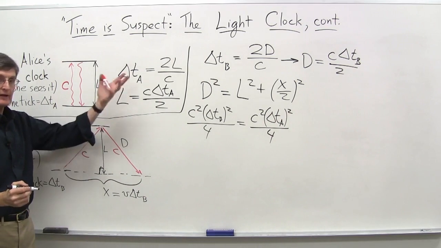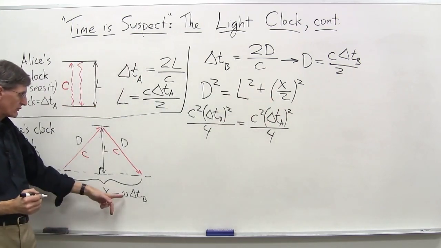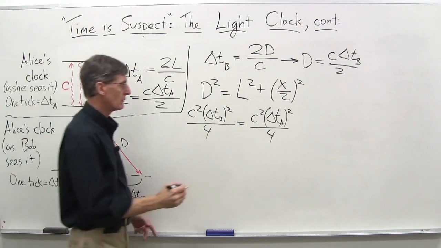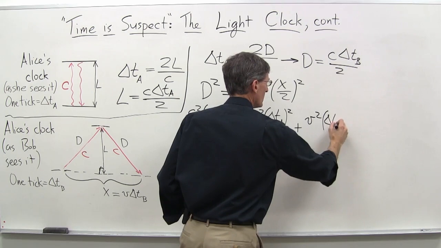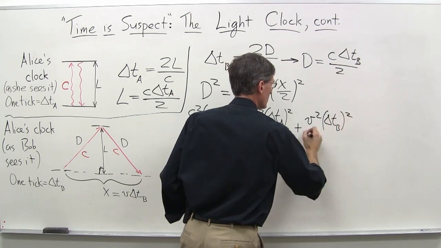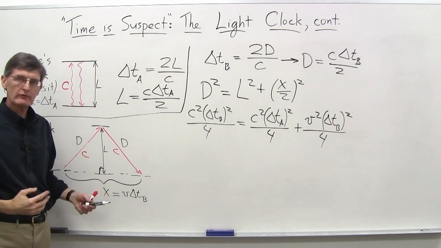And I've got x squared over 4. Right? x squared, 2 squared is 4. And x squared is v delta tb. So that's going to become plus v squared delta tb squared over 4. And now we're getting someplace.